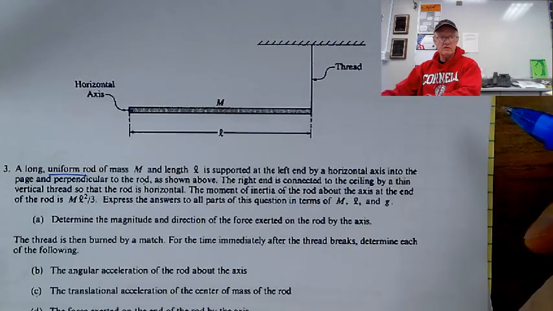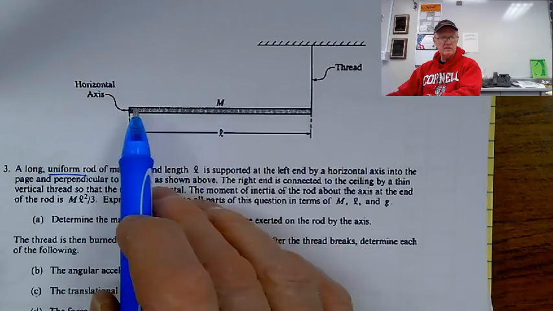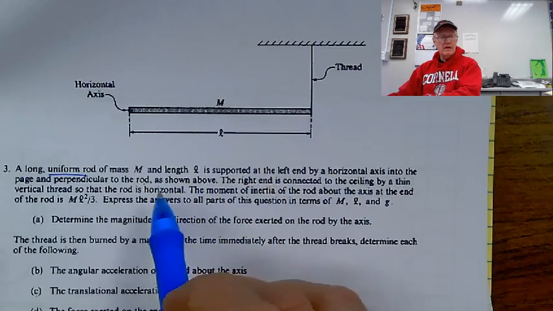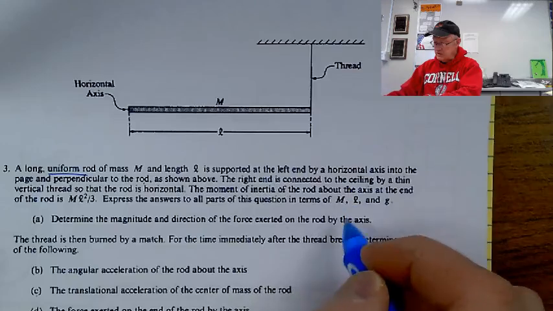There's another invitation to keep g as g. Don't go making that into a number if you don't have to. Determine the magnitude and direction of the force exerted on the rod by the axis. I'm trying to find that force right there.